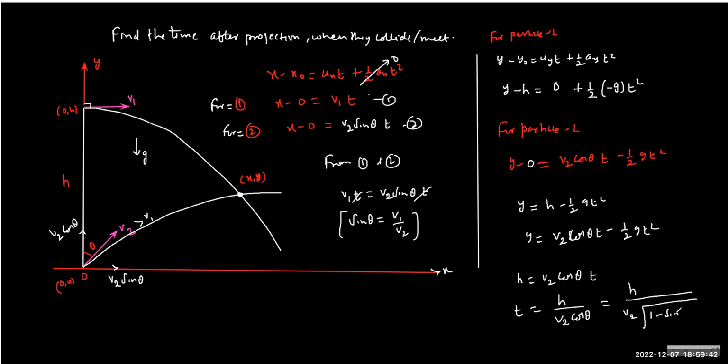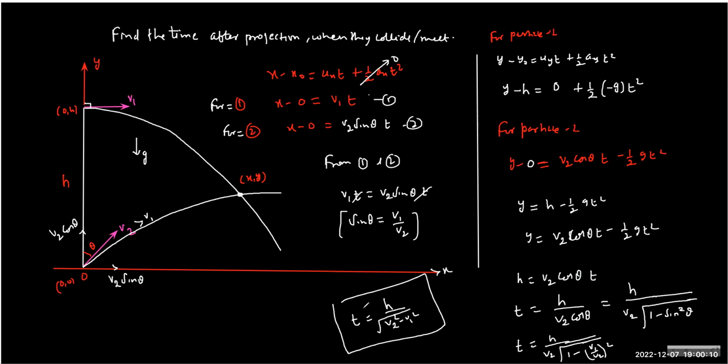Under root of 1 minus what? Sin square theta. And because you know the sin theta, you can substitute the value, which will give you the answer h upon... Now this is really cumbersome. This way of writing is not required because you're not supposed to write so many equations and then simplify this. You can get the answer in one line.